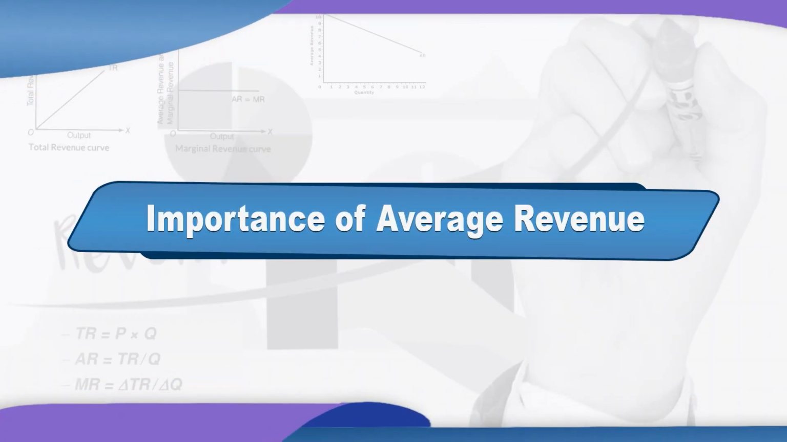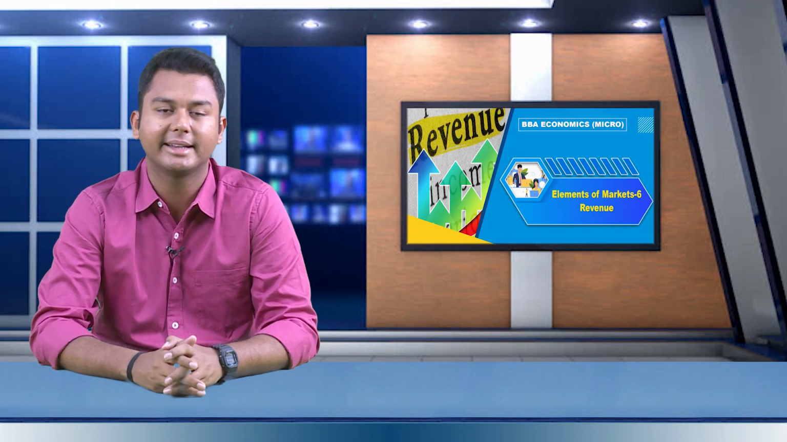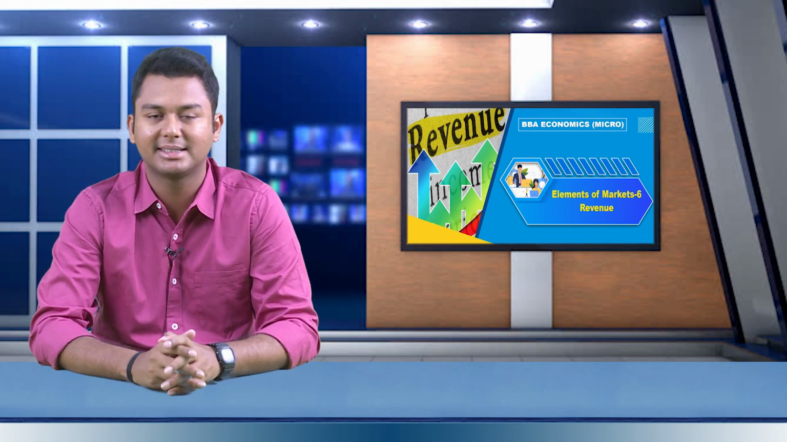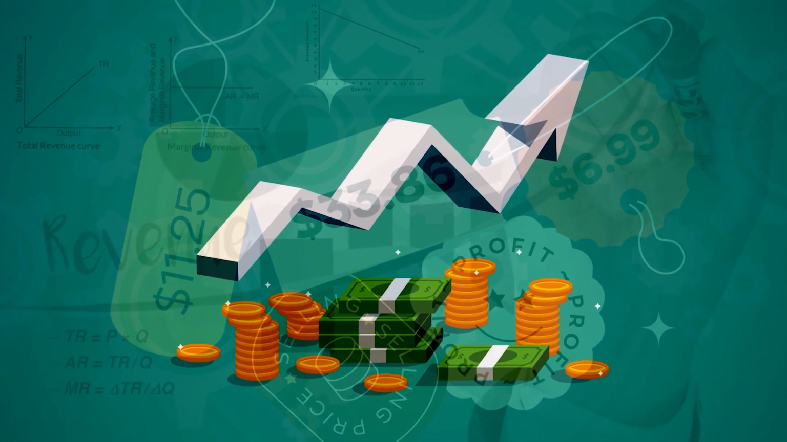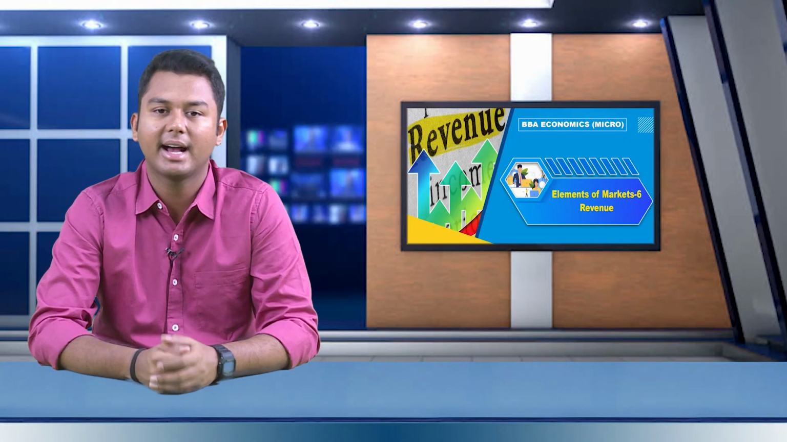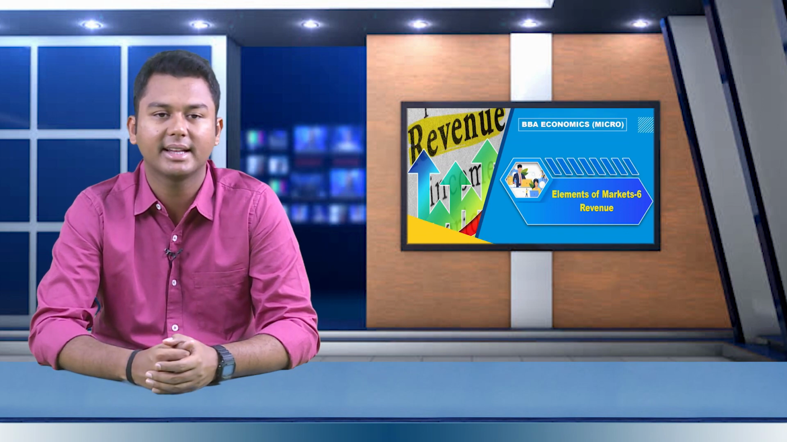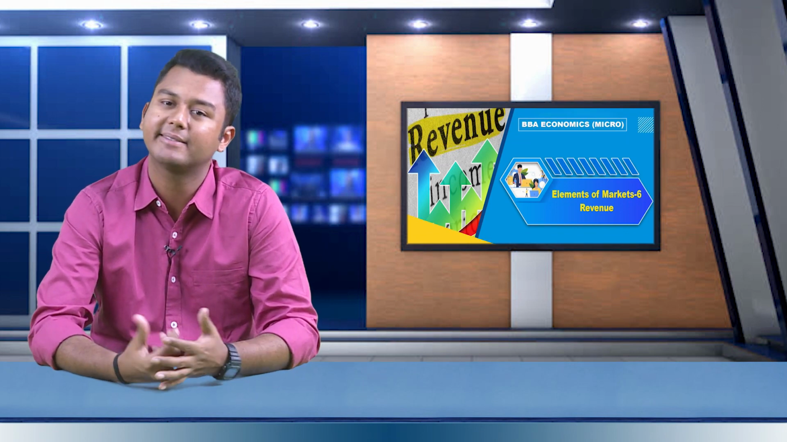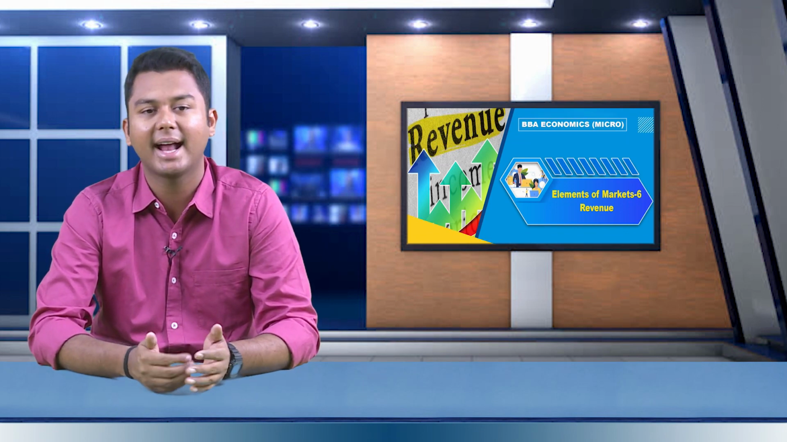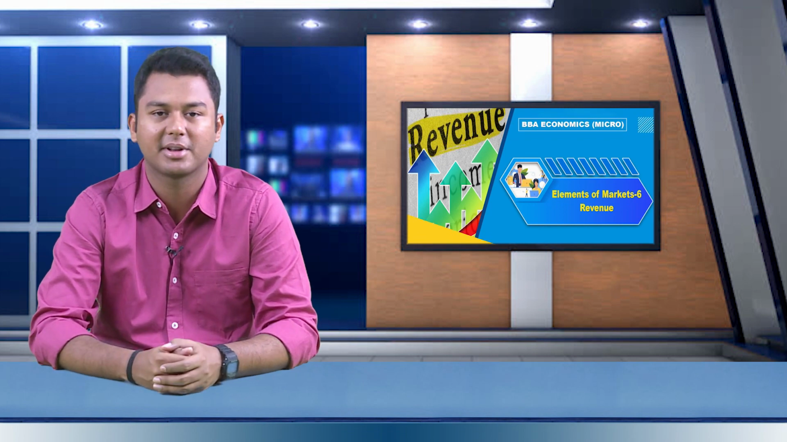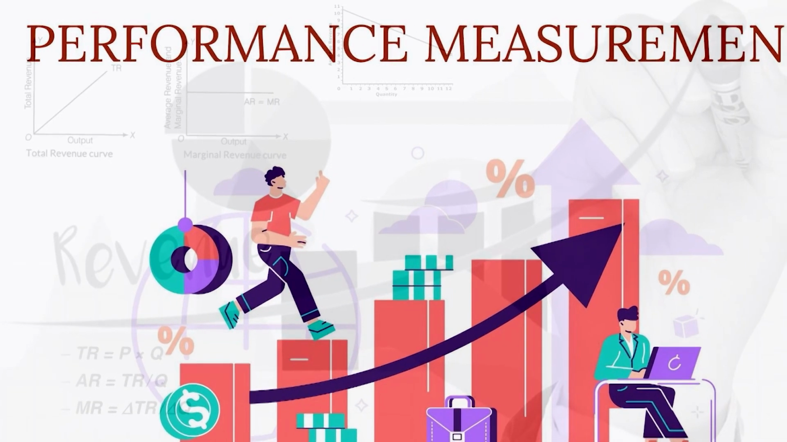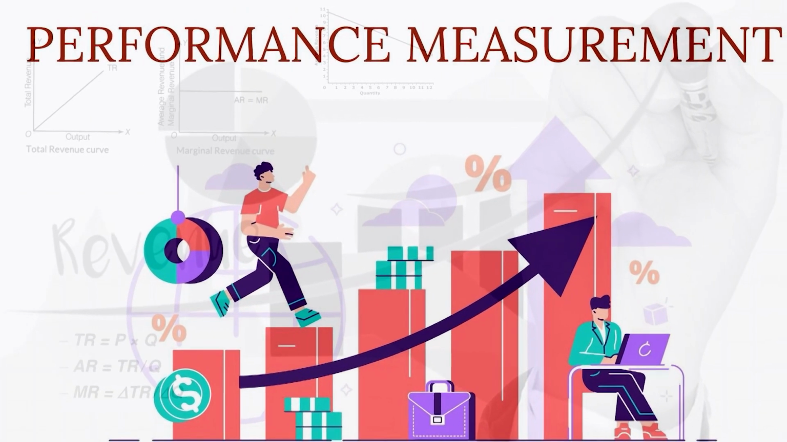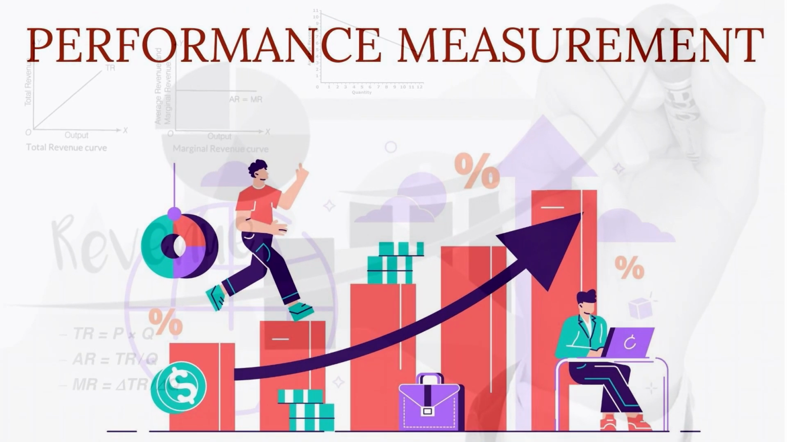If we look at the importance of average revenue, then it is critical for revenue management, helping firms maximize revenue by understanding the relationship between price and sales volume. AR is used in cost benefit analysis to determine the financial viability of producing and selling additional units of a product. AR serves as a performance measure, indicating how well a firm is generating revenue from its products or services.